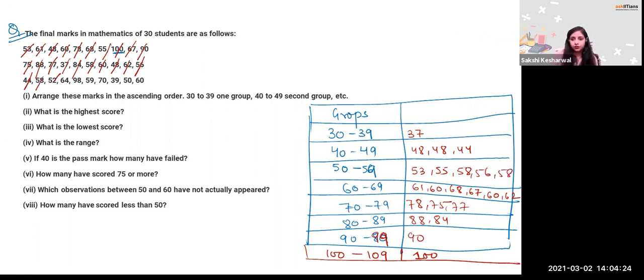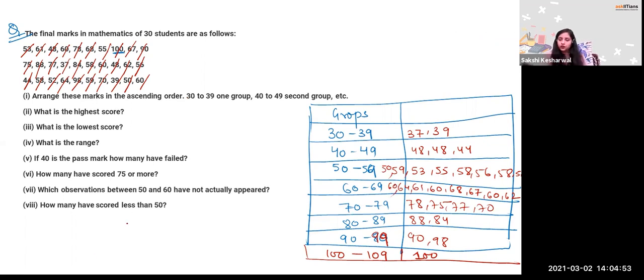Then again 52 you have over here. Then you have 64, I'm writing 64 over here. 98 over here. 59 over here. Then you have 70 over here, 39 over here, 50 over here, and then 60 over here. So these are the things which we have written.